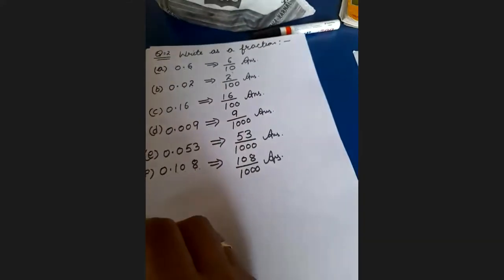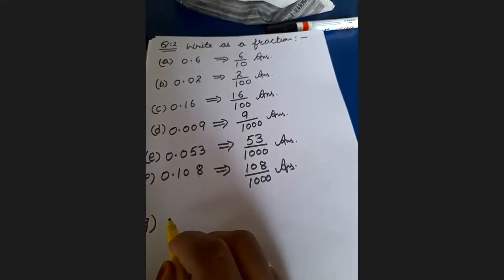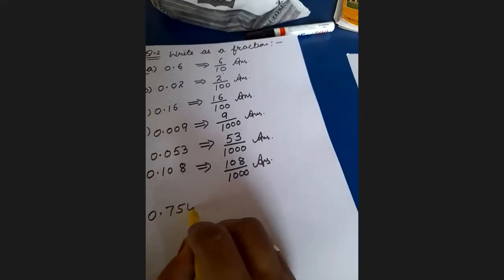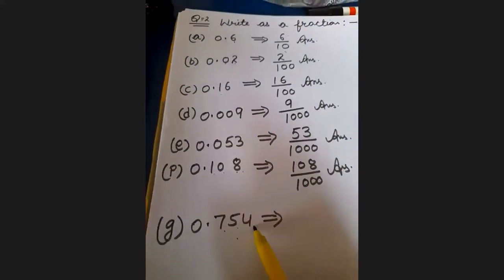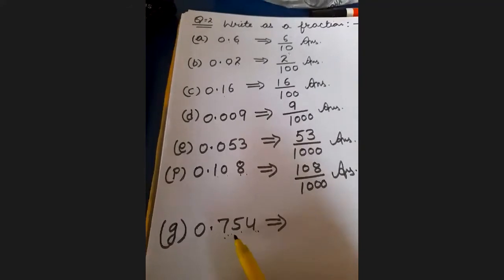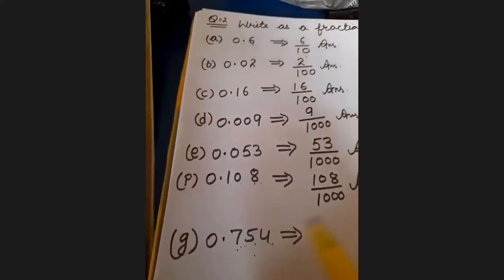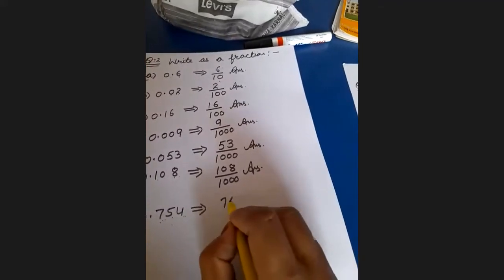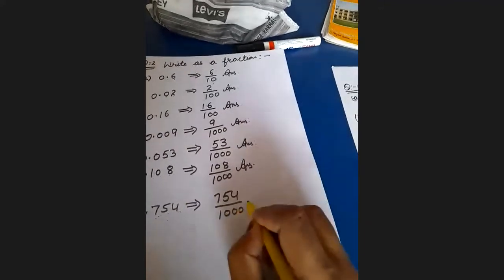Next is part G, 0.754. After the decimal, we have 3 digits, 1, 2, 3. So write denominator 1000. Numerator will be 754 and denominator is 1000. So the number is 754 upon 1000.